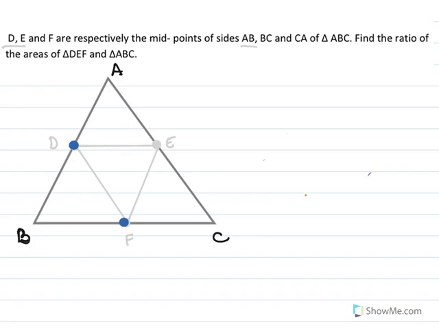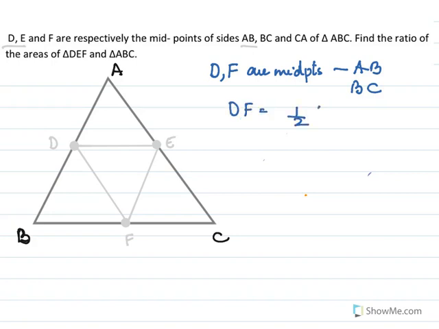And for the last, we know D and E are midpoints. Therefore, DE will be half of AC. So D, E are midpoints of AB and BC. So, therefore, we can say DE equal to half of AC by midpoint theorem. So DE over AC equal to 1 by 2. This is equation 3.